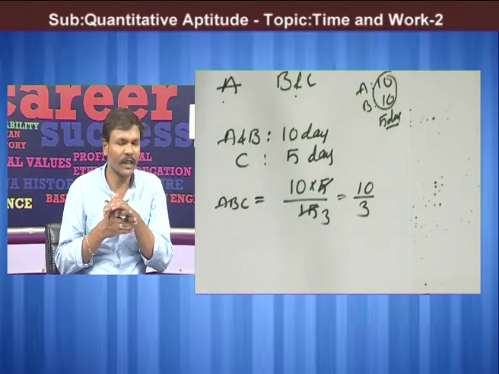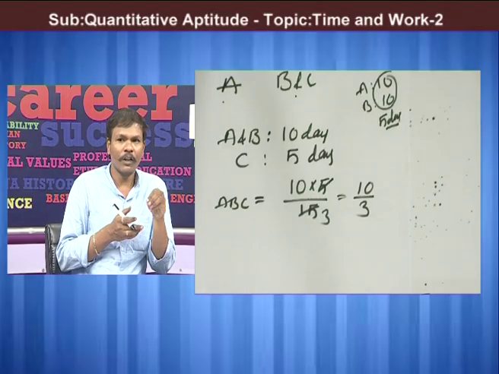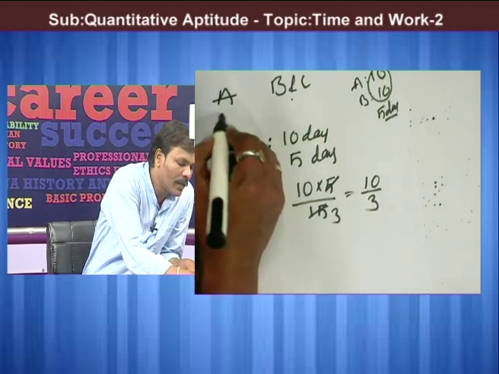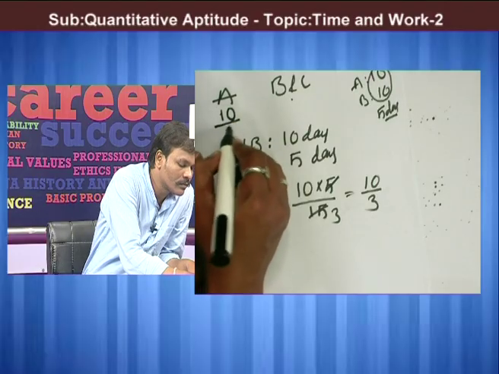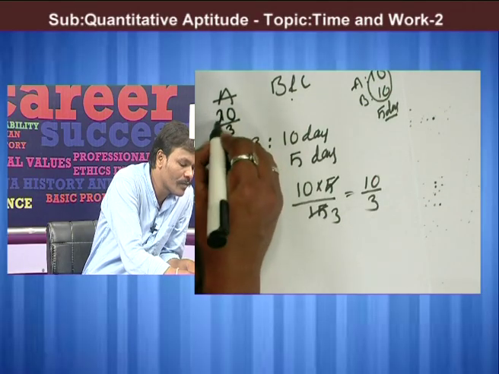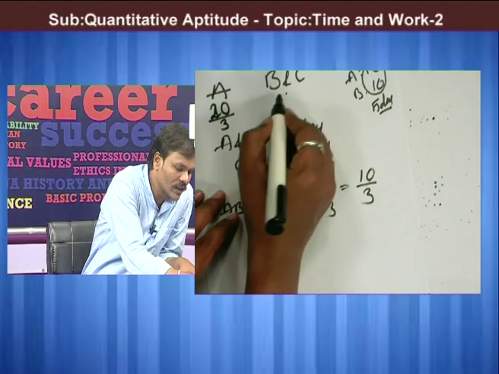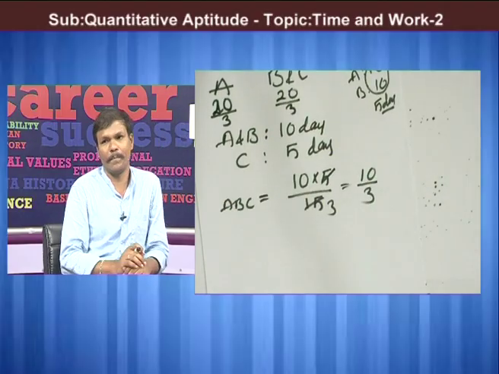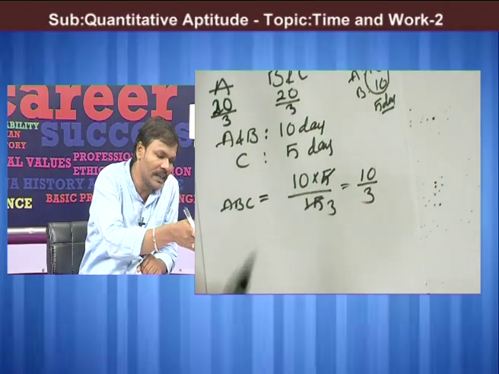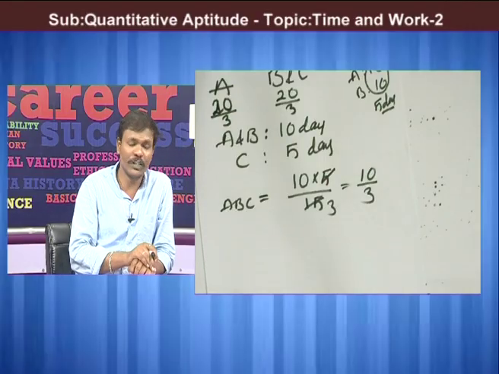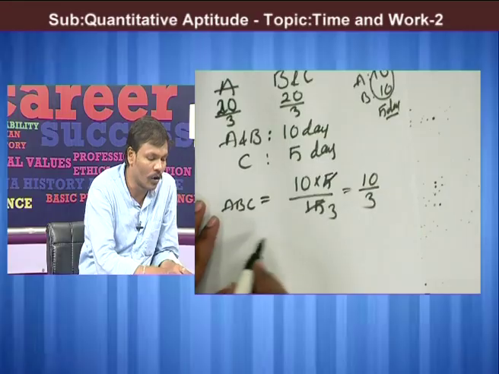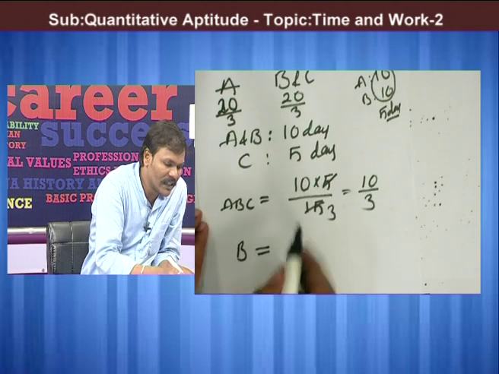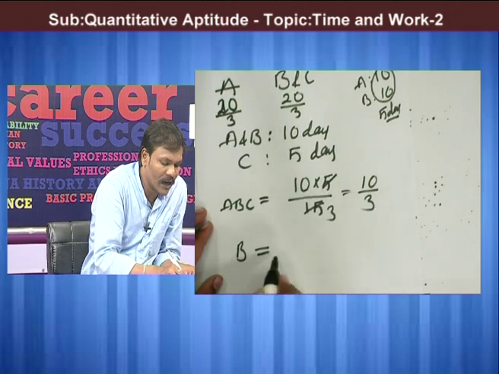So, ABC is working for 10/3 days. The work will be completed separately by A, and by B and C, with equal value. That means A completes the work in double of 10/3, that is 20/3. It is also 20/3 for B and C, because these values are half of the time, as 10/3. So A separately is 20/3, and B and C together separately is 20/3. Which value do we need? We need B alone.